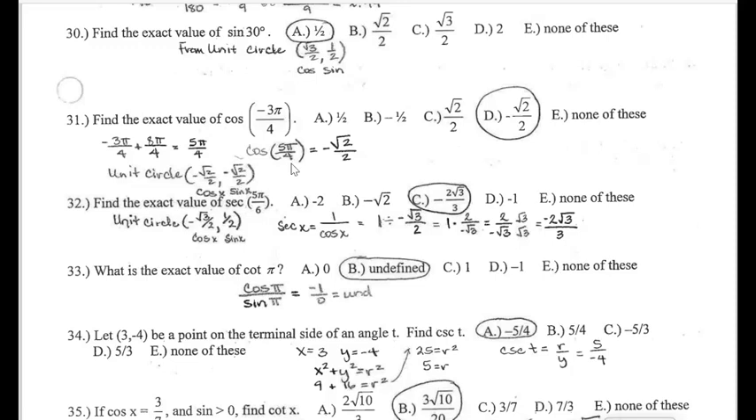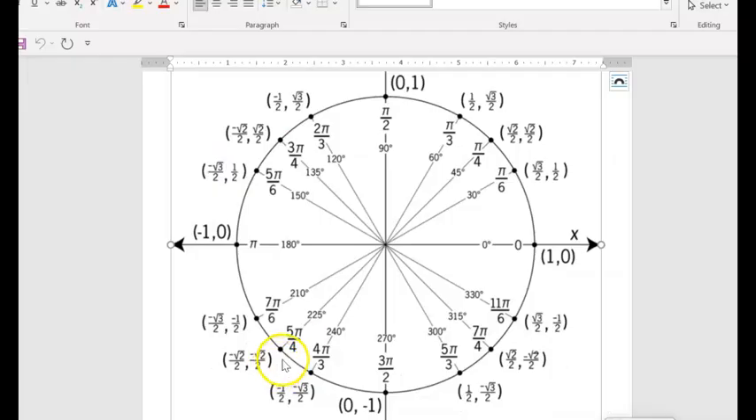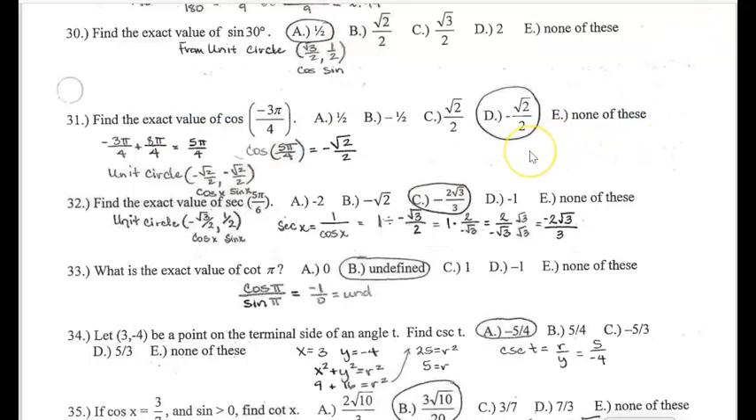All right, so let's go back and grab our circle. At 5 pi over 4, you can see our ordered pair is negative square root of 2 over 2, negative square root of 2 over 2. So if we take that back to our problem, then we can see that the cosine is going to be this negative square root of 2 over 2.